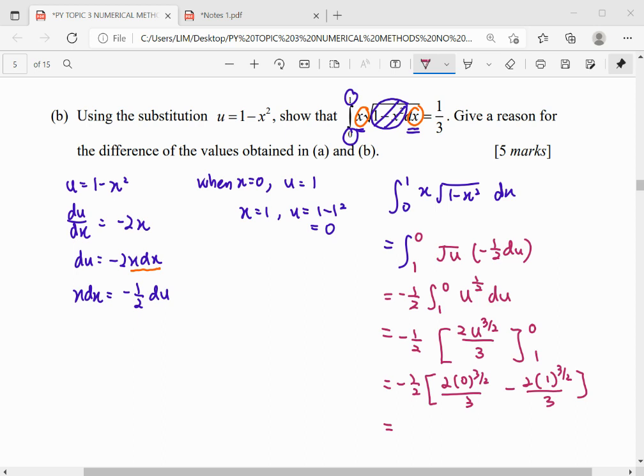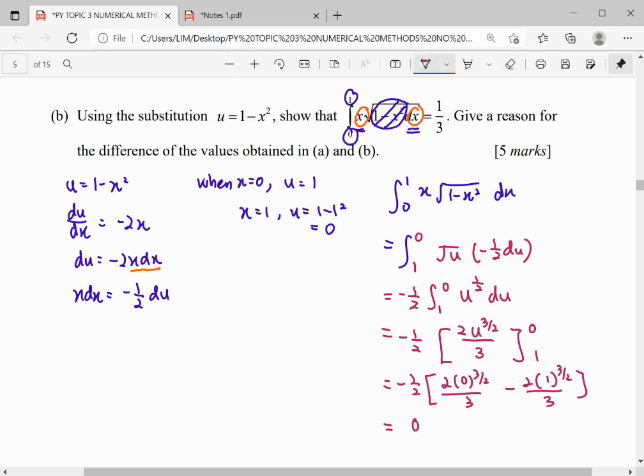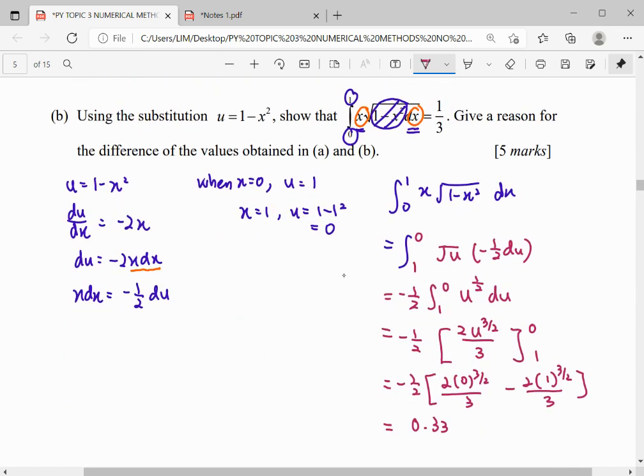Okay, then times negative half. So this is 1 over 3, right? Supposedly this is 1 over 3. Or I can accept decimal. Alright, I will accept decimal because this topic is talking about decimal. 0.33. How many decimals do we need? It will depend on part A because we want to compare with the result from part A. So 4 decimal places.